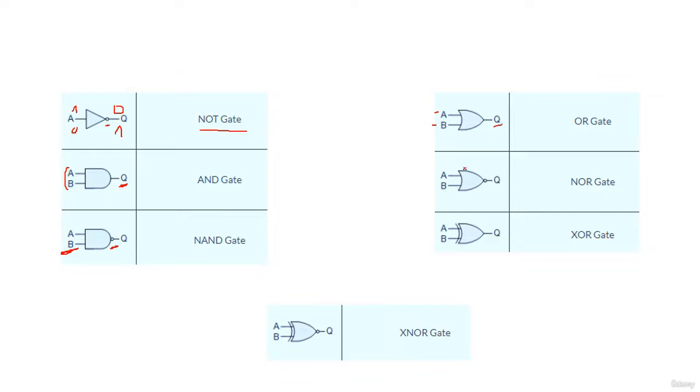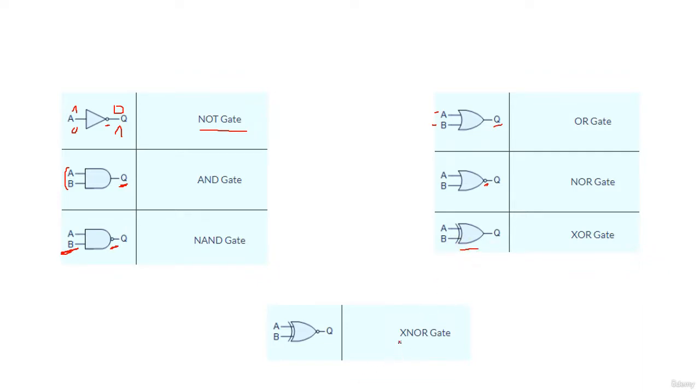Here we have the NOR gate. Always this circle means not. We have the circle on the NOR gate, and here we have the circle on the NAND gate. Here we have the XOR gate. As you see, it is the same as the OR gate, but we have another shape here. We have two inputs and an output. So this is the XOR gate.